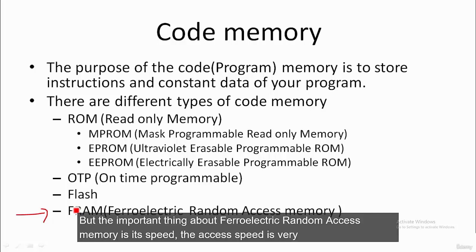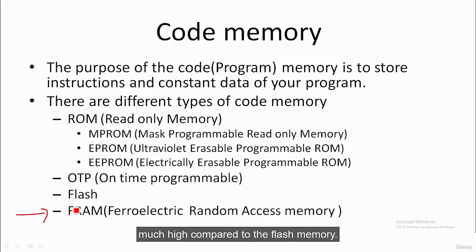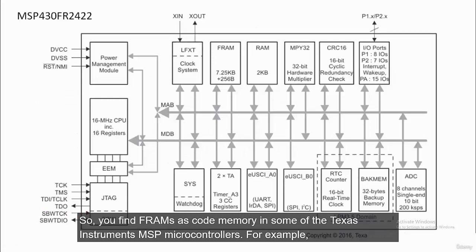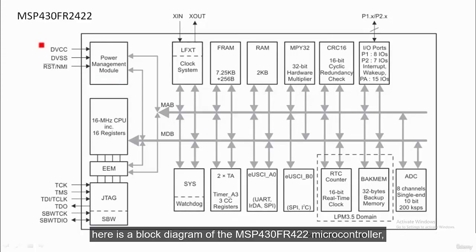But the important thing about ferroelectric random access memory is its speed. The access speed is very high compared to flash memory. So you find FRAMs as code memory in some of the Texas Instruments MSP microcontrollers. For example, here is a block diagram of the MSP430FR2422 microcontroller.